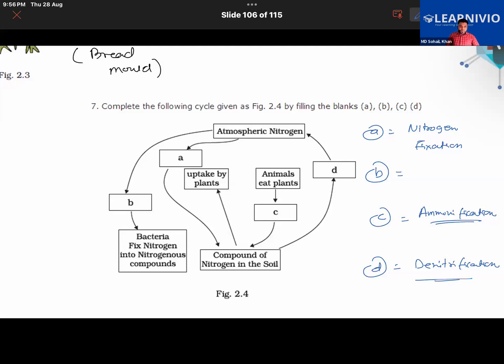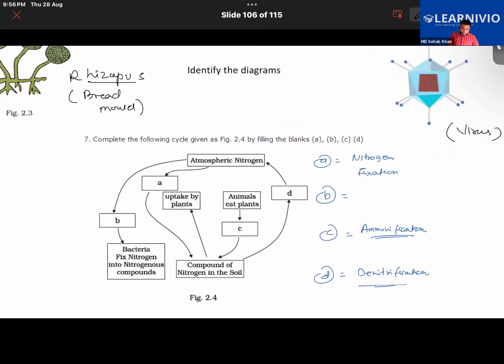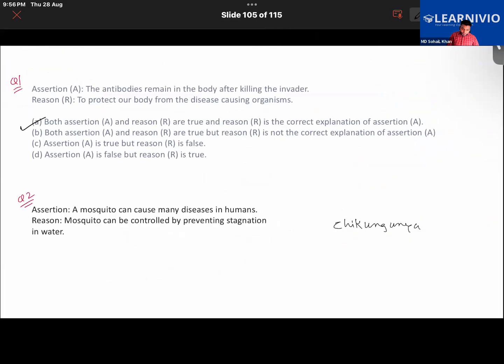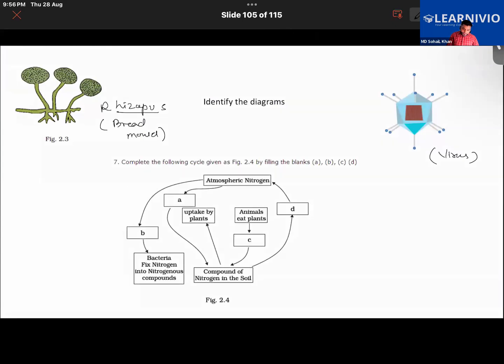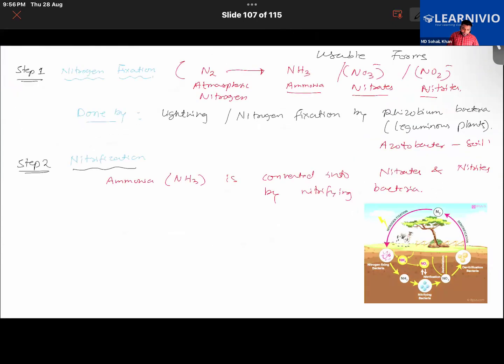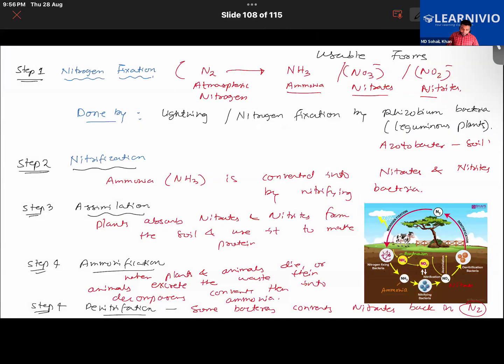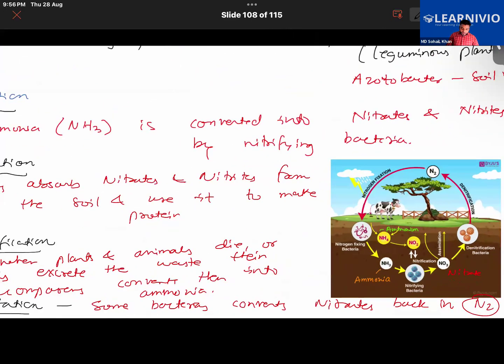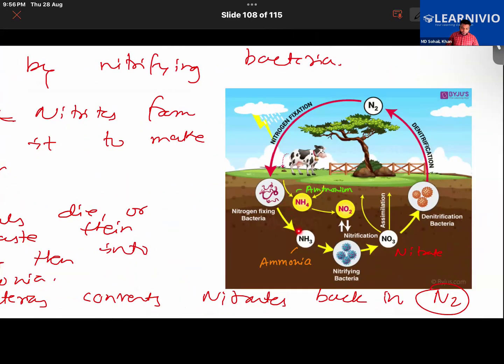That is B. So nitrification? No, no, no. See, atmospheric nitrogen, first of all, no, hold on. You guys look at this once again. The atmospheric nitrogen is first converted into ammonia. So the first product that is formed when nitrogen is fixed into the soil is ammonia actually.